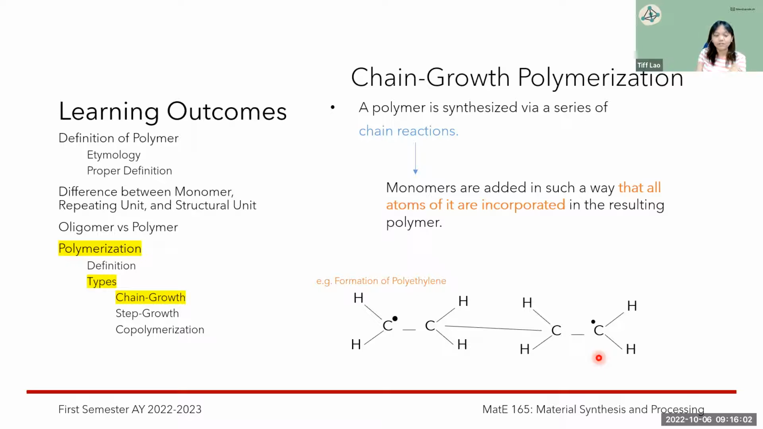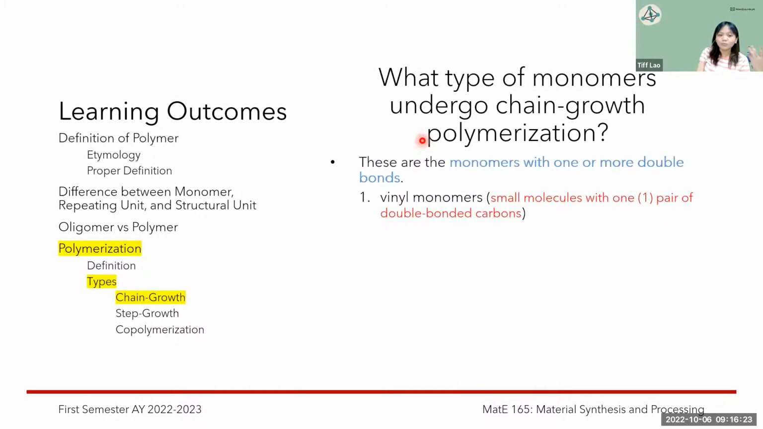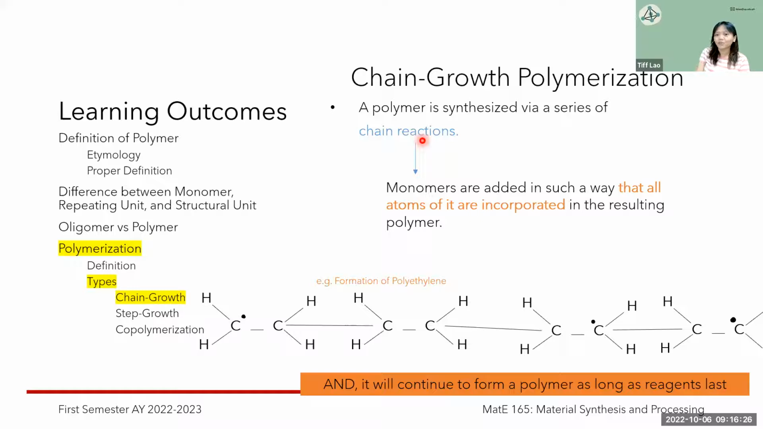Tapos kapag may na-meet ka ulit na another ethylene monomer, para siyang domino effect. Yung chain growth, pag may nakita siyang monomer, react lang agad, combine. Kaya siya chain reactions, and so forth. And it will continue to form a polymer as long as you have monomers or reagents doon sa beaker mo. Okay? Gets? Chain reactions lang siya, parang domino effect.